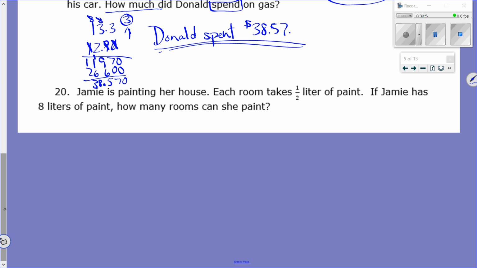Last problem. Jamie is painting her house. Each room takes a half liter of paint. If Jamie has 8 liters of paint, how many rooms can she paint? So this is going to be a multiplying or dividing problem. Multiplication.